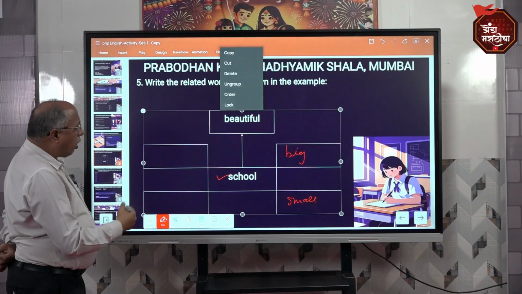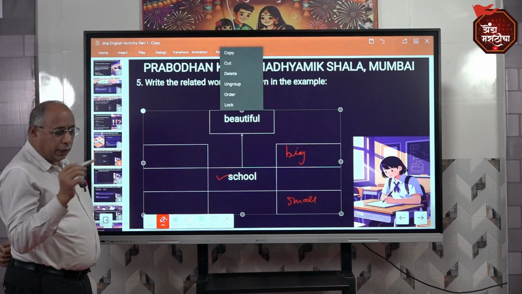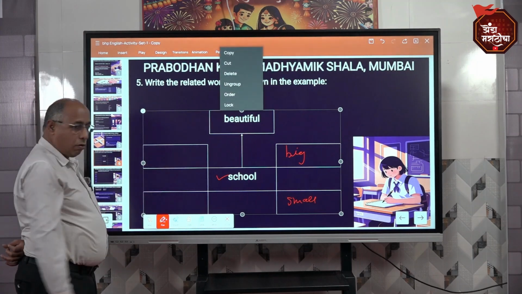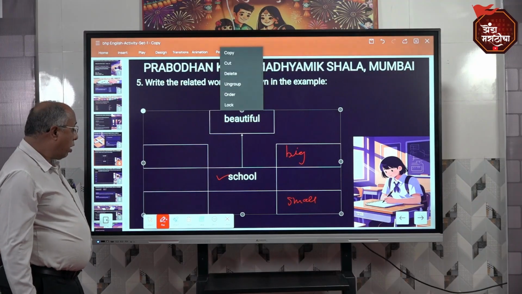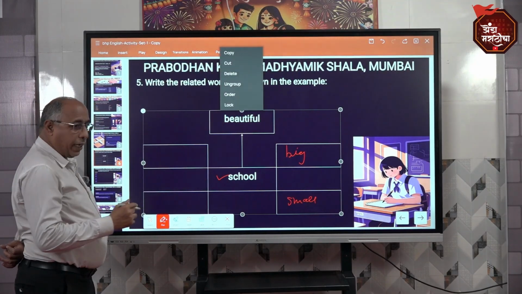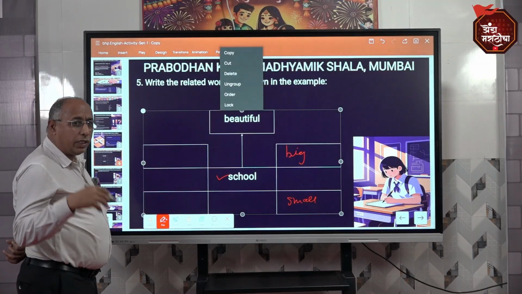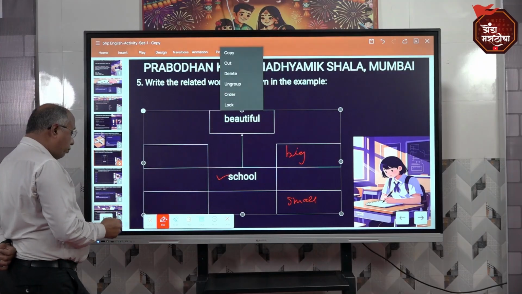Then again, according to your understanding, you can use different kinds of adjectives and complete this whole activity. This is very simple. Right now, the rest of the two you can complete. The school is elegant, the school is attractive, the school is like this, like that, and this way you will complete it.